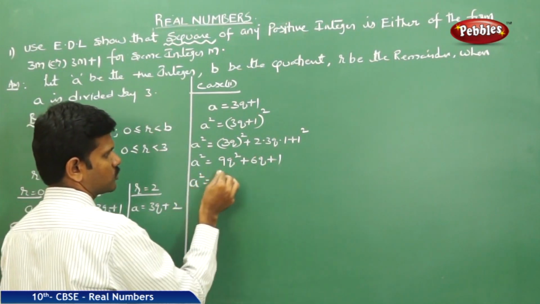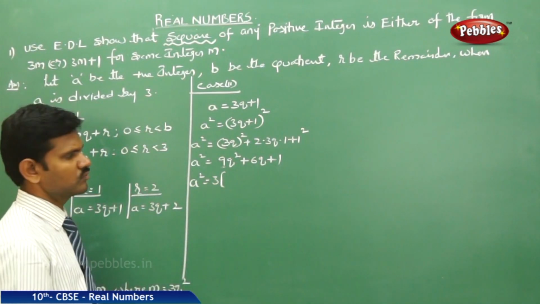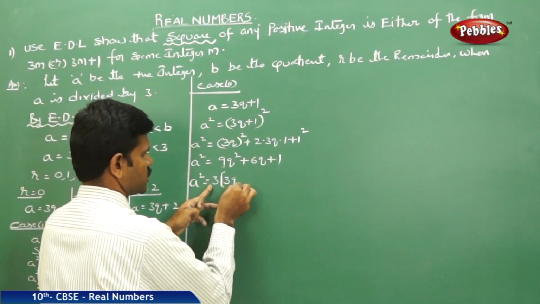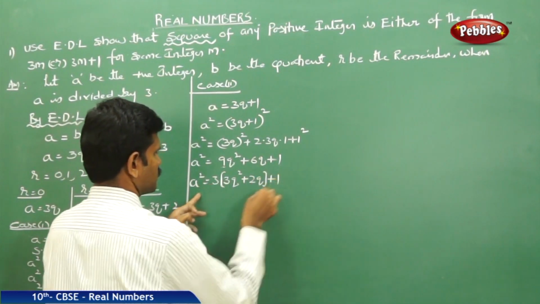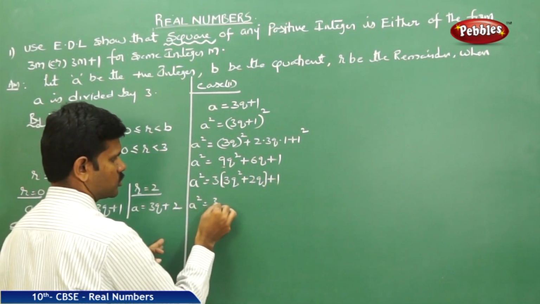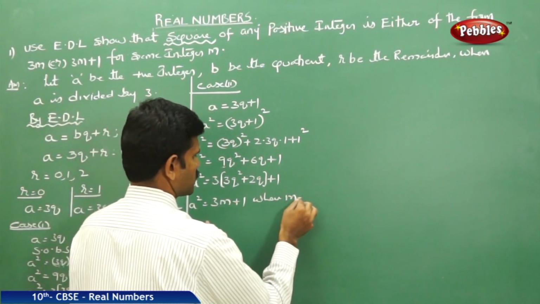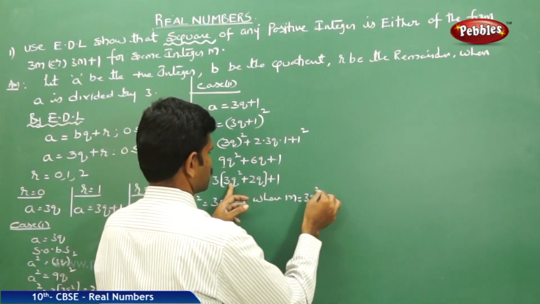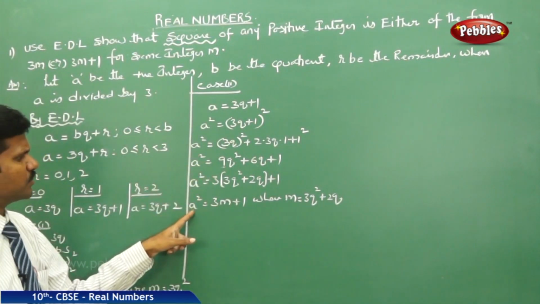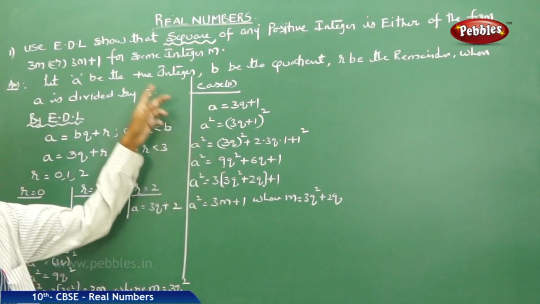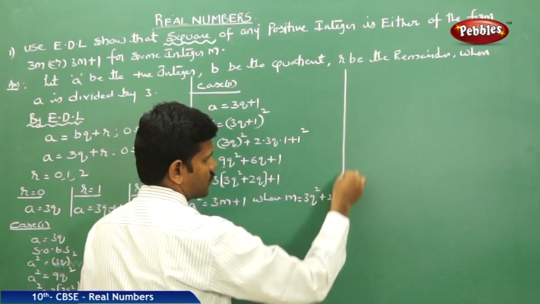That is A square is equal to, from these two terms I want to take 3 as the common factor. The rest part is 3q square plus 2q, plus 1. Therefore A square is equal to 3m plus 1, where m is equal to 3q square plus 2q. Now see, square of any number is of the form 3m plus 1. Okay, now come to the case 3.